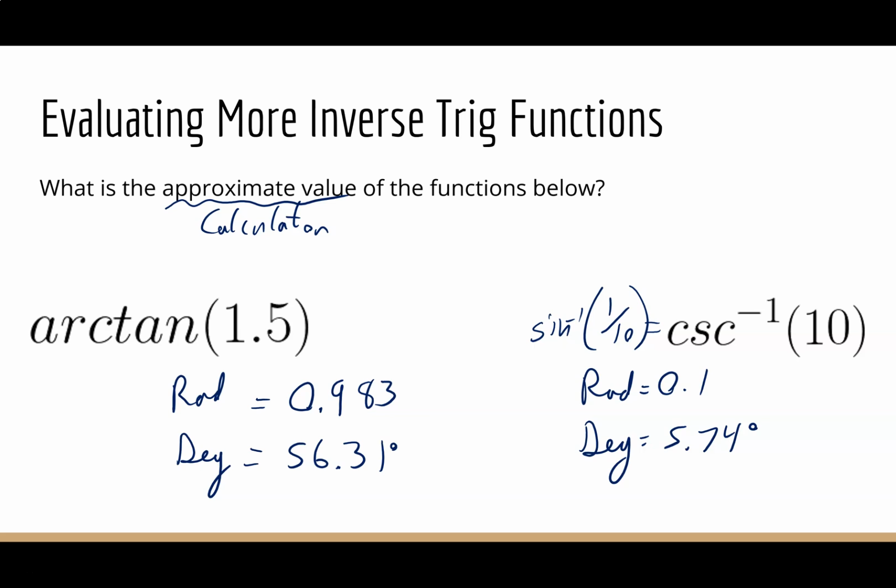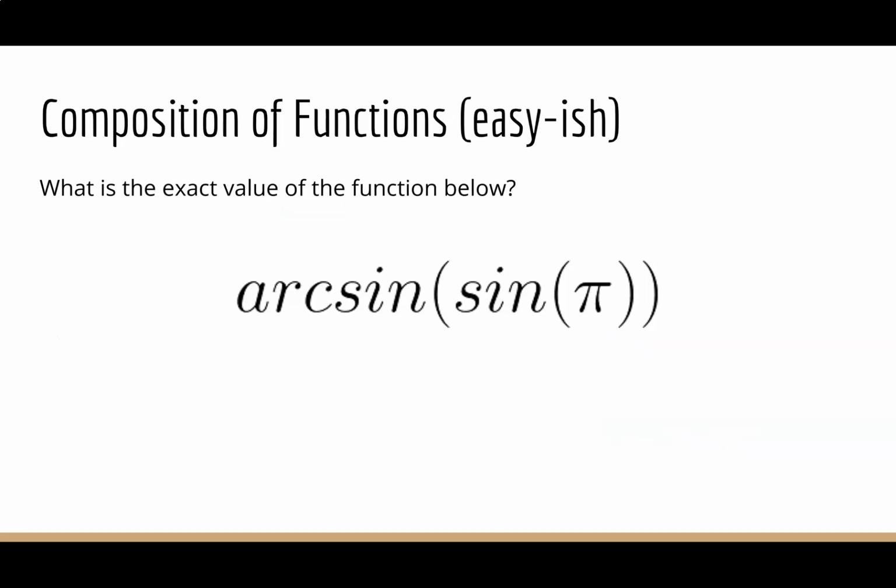Now, let's talk about composition of functions. There are two different varieties. This one I call the easy-ish function, and that is when you have the inverse on the outside and a regular function on the inside. So for the exact value of the function below, we are going to do a unit circle solution.